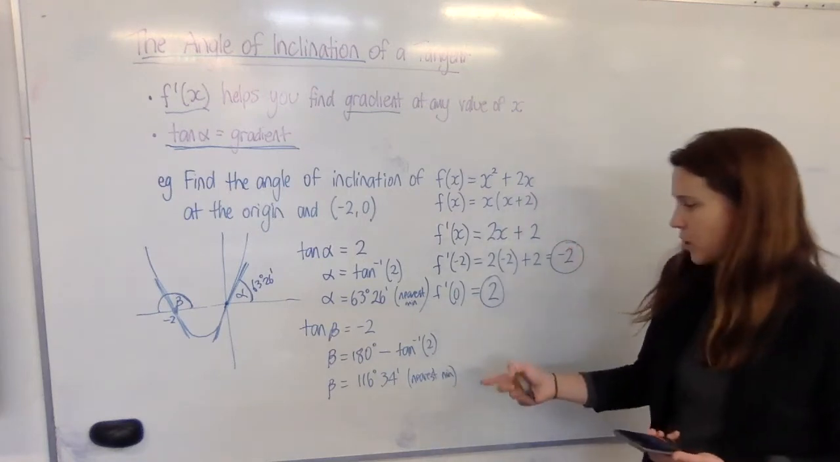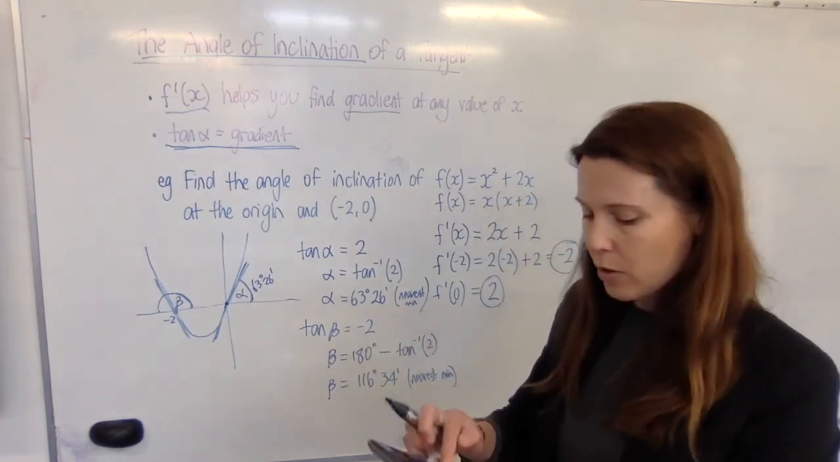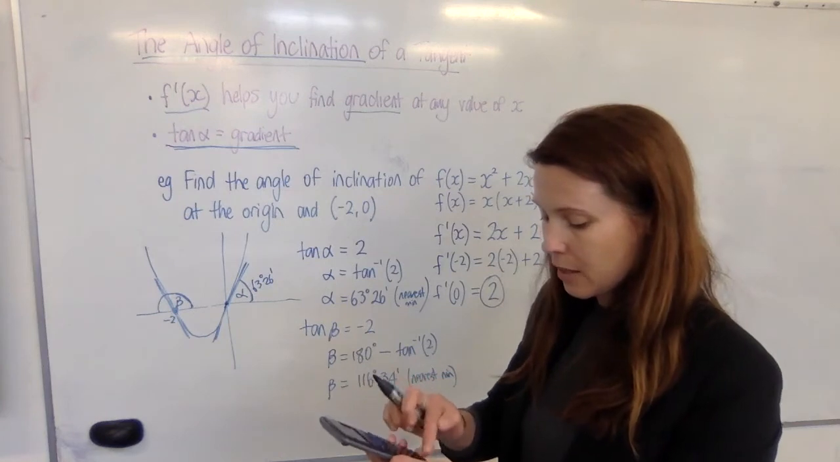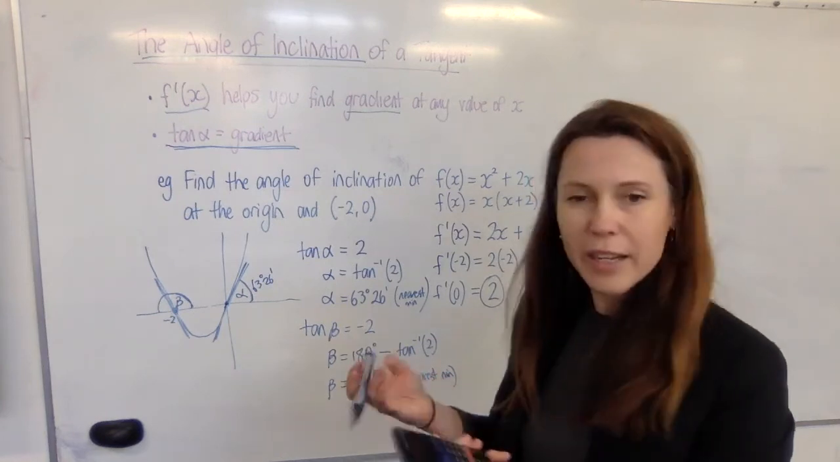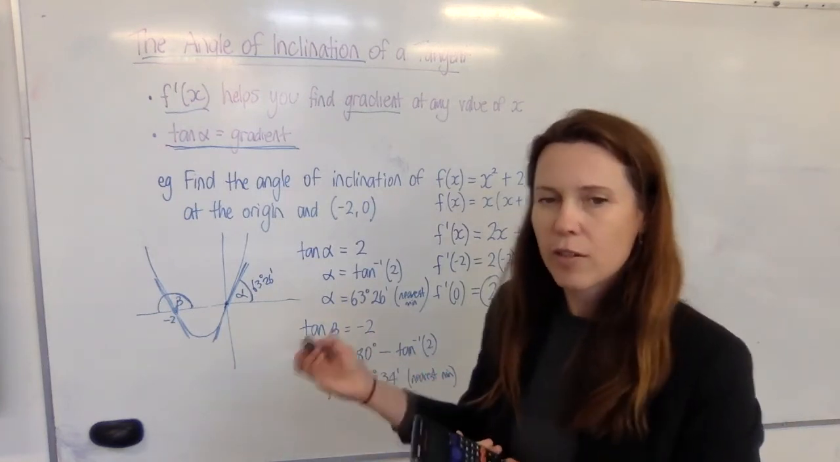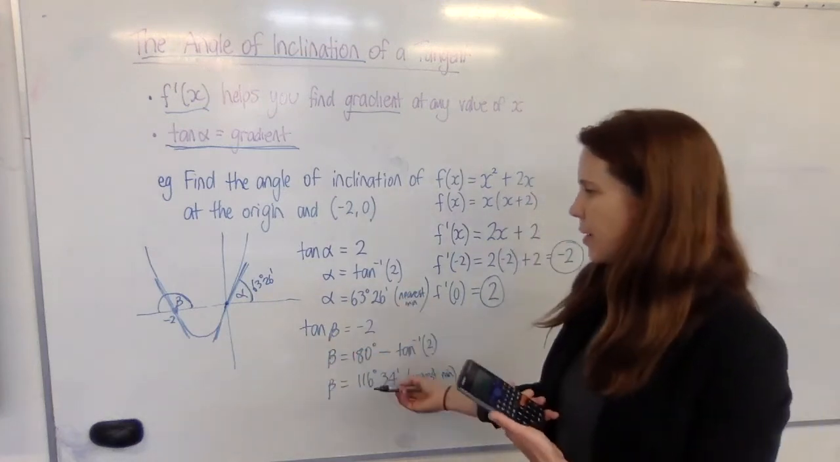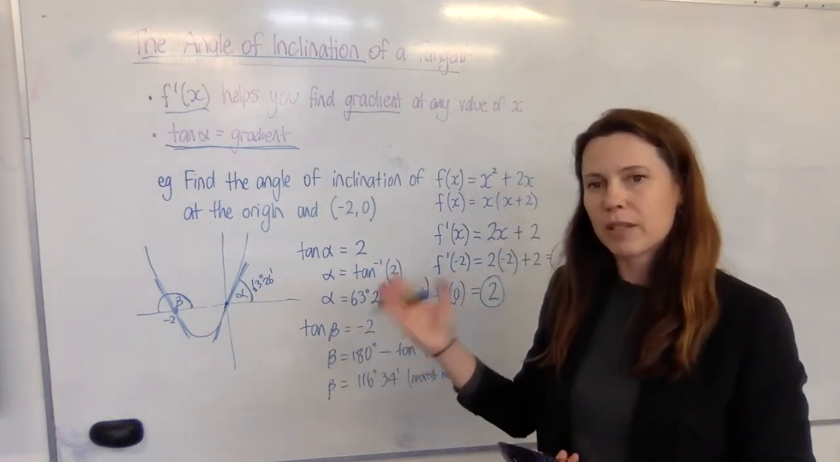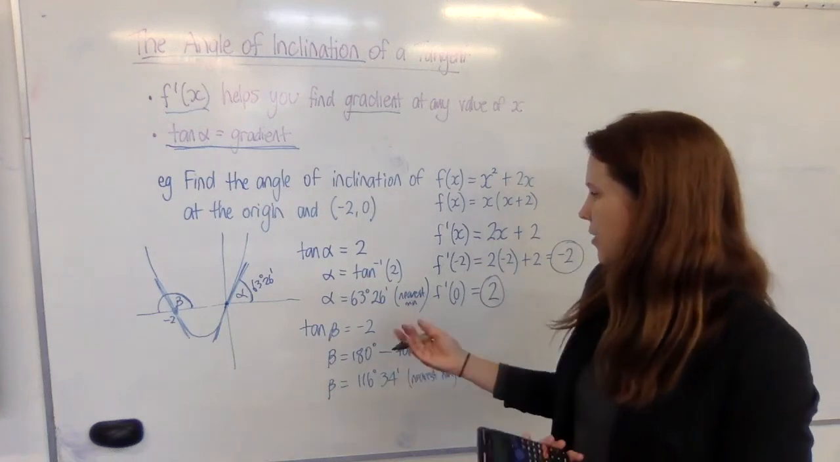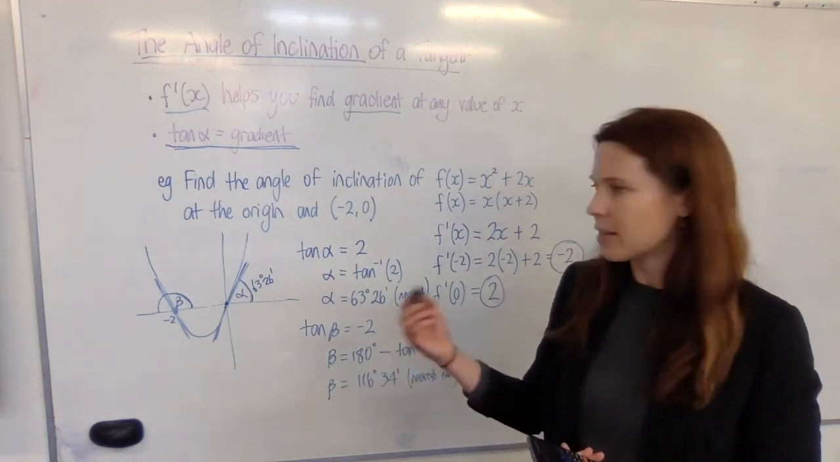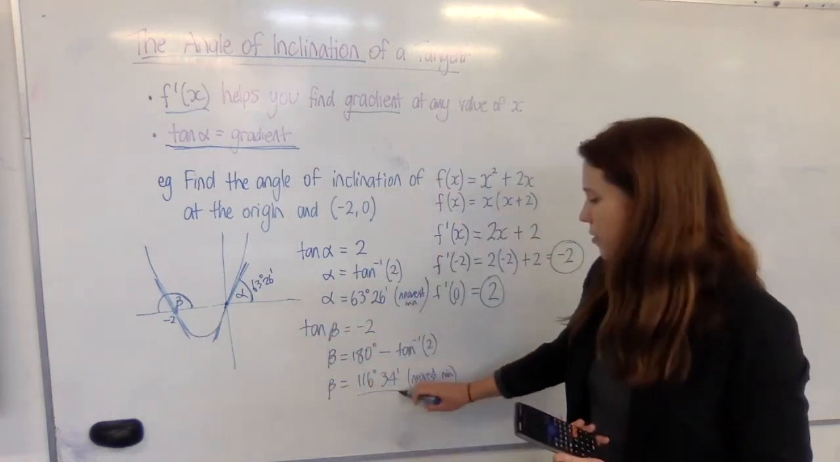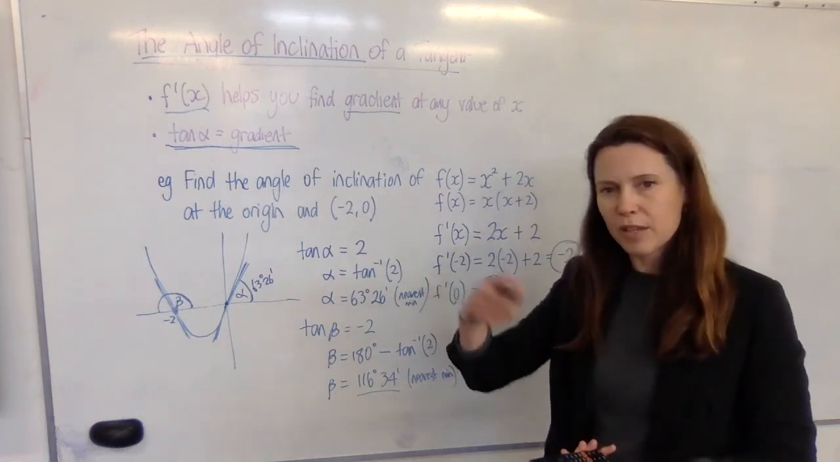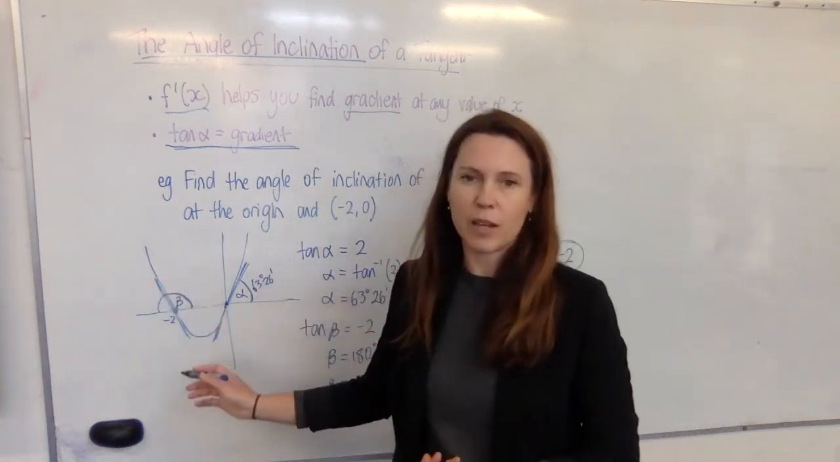Now, if you had actually just put in inverse tan negative 2, what you get is negative 63 degrees. So you've got to be really careful not to do it that way, because angles of inclination are always between 0 and 180. And so you know that negative 63 is the same as 116, if you're thinking that through. But the picture's going to really help make sense of it.